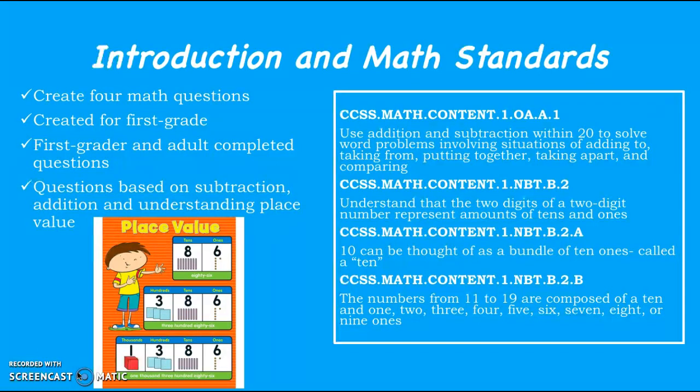The next standard that I used was understanding that the 2 digits of a 2-digit number represent amounts of tens and ones. Following this standard, 2 substandards that I used were, the first one, 10 can be thought of as a bundle of 10 ones called a 10. And the other one is the numbers from 11 to 19 are composed of a 10 and 1, 2, 3, 4, 5, 6, 7, 8, or 9 ones. So overall, these questions were really geared towards understanding place value with addition and subtraction questions.